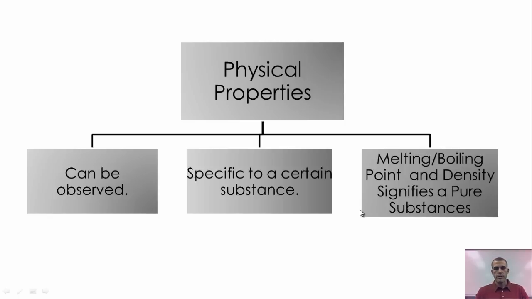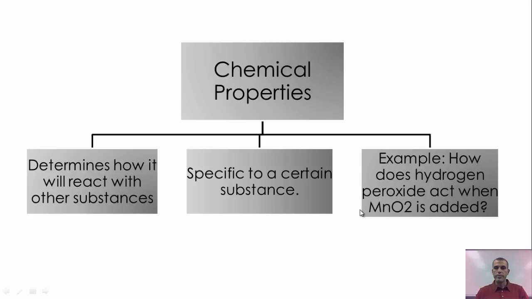Some examples could be like melting point, boiling point, density. These all signify some of the pure substances that are out there, and these are all physical properties of substances that could be found, because when you think about a certain substance, its boiling point is its boiling point. You're not going to change it. If you do change the boiling point, then that means you're changing the substance, so it's no longer a pure substance.